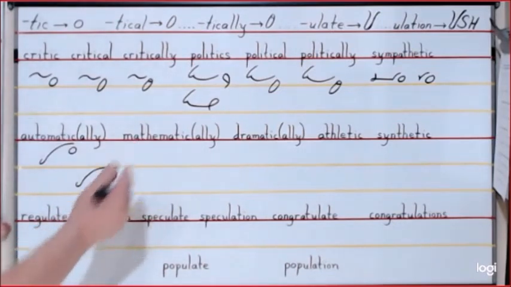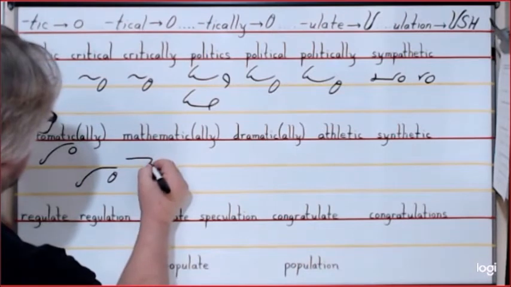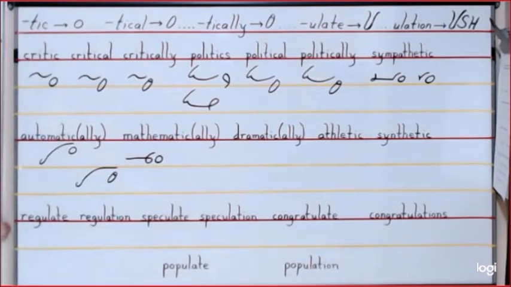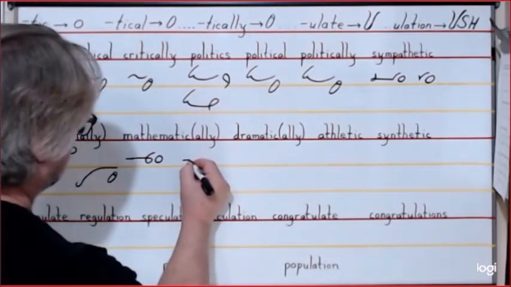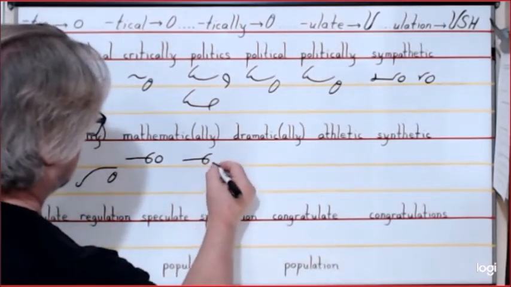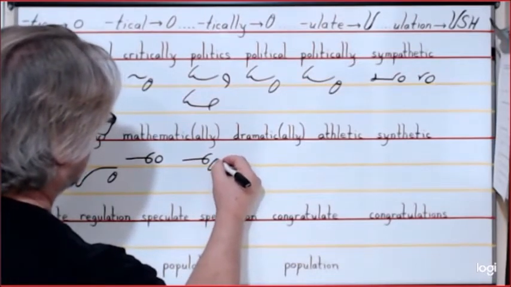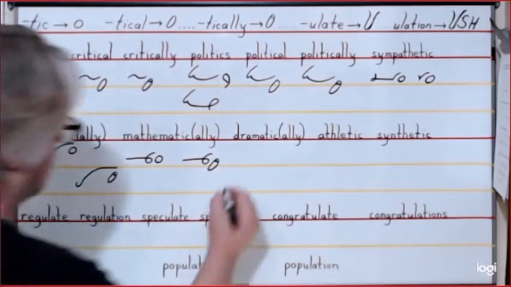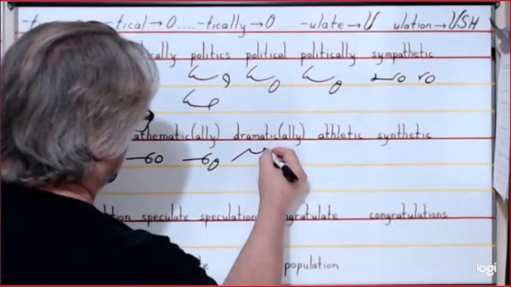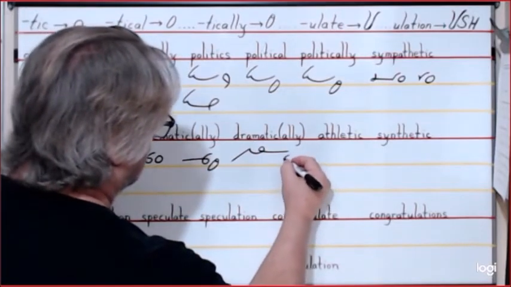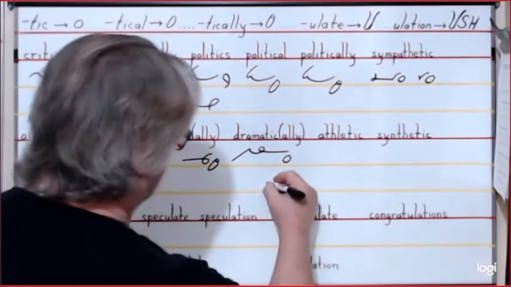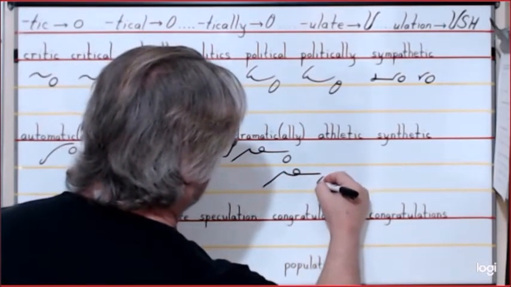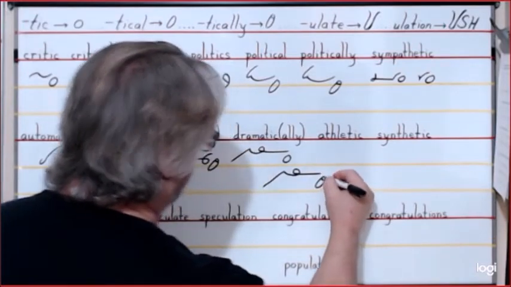Mathematics or mathematic is MATH and then a disjoined A. Mathematically will be MATH and then the large loop with the E fashioned inside on top for the LY. Dramatic, the DRAM and then a disjoined A. Dramatically will be a DRAM, a disjoined loop with the E fashioned on top.